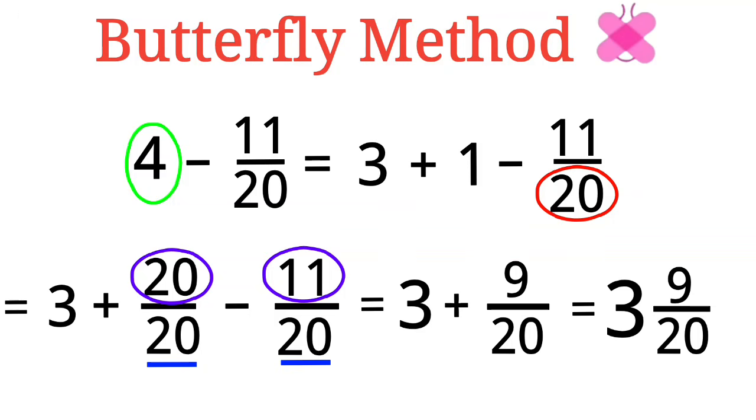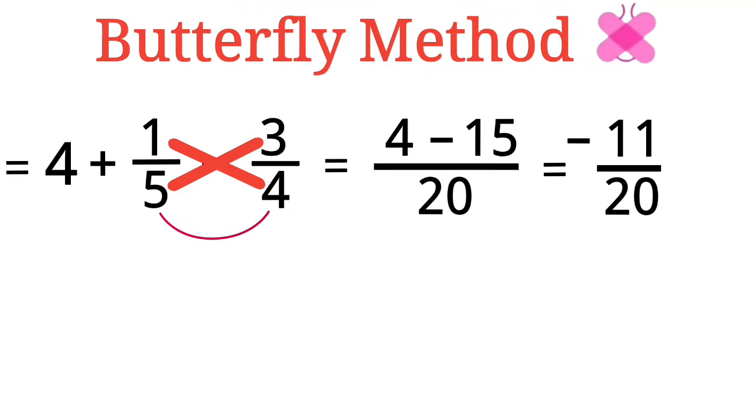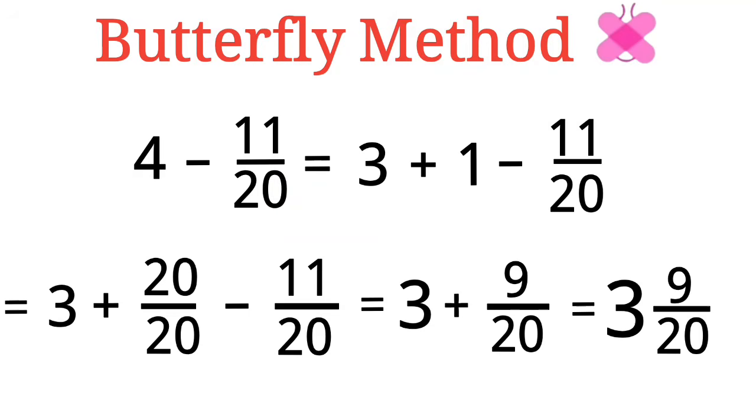That's our answer. So notice what happened. The butterfly method helped us deal with the fractions. But when the fraction we needed to subtract was larger than the fraction we had, we had to use regrouping. And once you recognize that situation, you'll know exactly what to do.